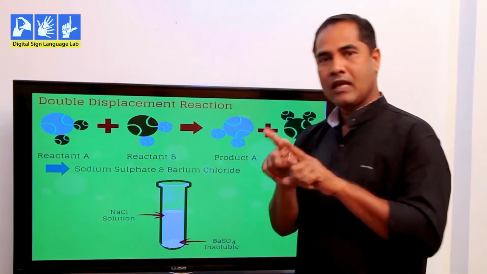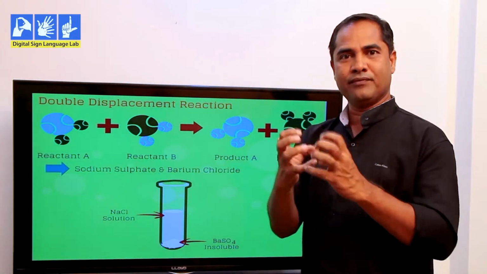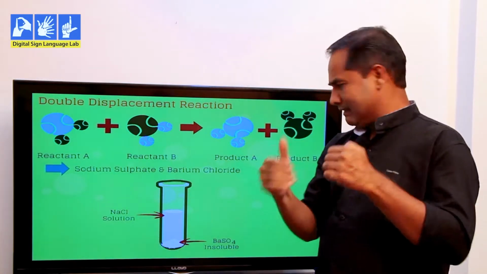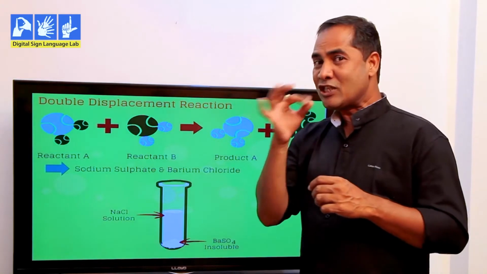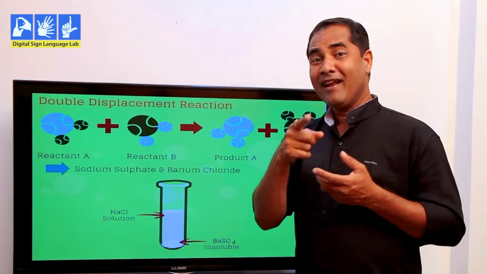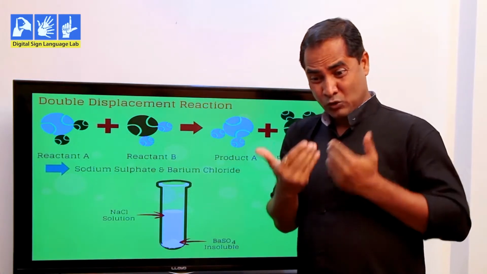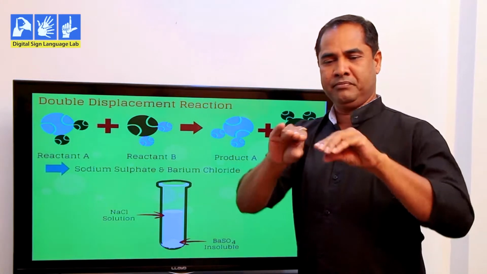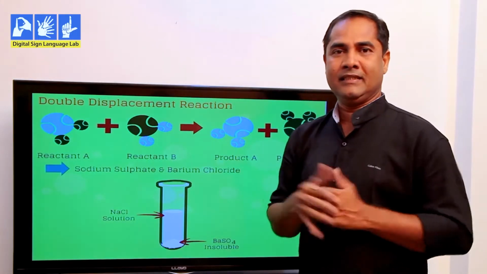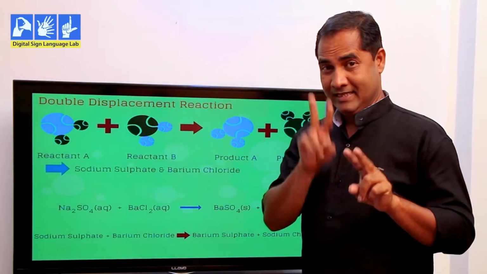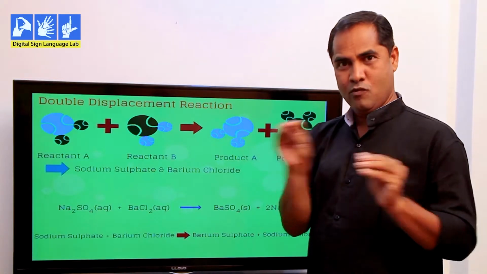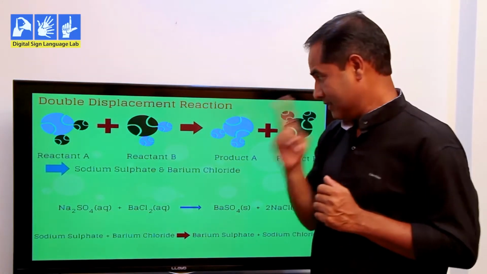So this is the final thing that we get, where the sodium chloride, which is same as salt, remains in the solution, whereas the barium sulfate becomes insoluble in the solution and you can see it as the precipitate and you can remove it. Now we'll see how we can write the same in form of a chemical equation. This double displacement reaction.